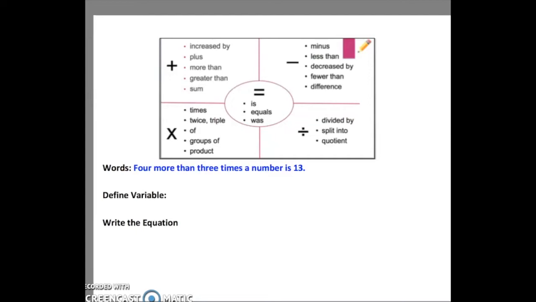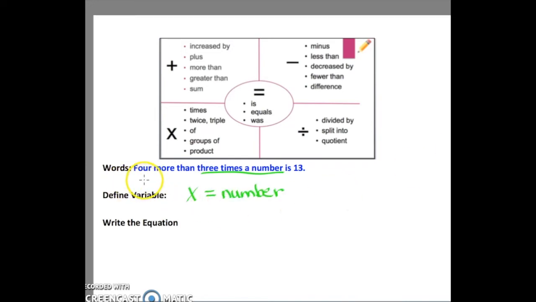Okay, let's take a look at this word problem. 4 more than 3 times a number is 13. So the first thing we need to do is identify the variable. So it says 3 times a number. So 3 times a number. So we're going to let x equal that number.